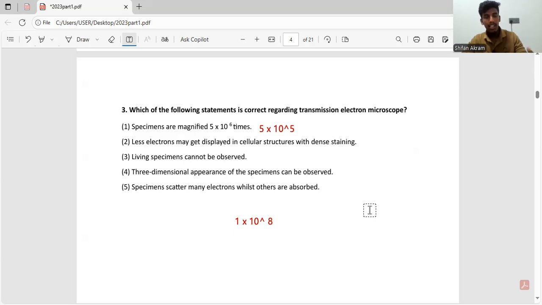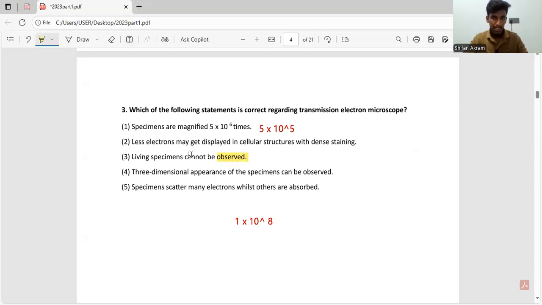And third statement: living specimens cannot be observed. Yes, this is correct because the living specimen should be killed to be viewed in a transmission electron microscope. Why? Because to see a cell in a transmission electron microscope, it has to be cut into very thin pieces. So in this process, the cell dies. And again, all the water is dehydrated from the cell to be viewed in the transmission electron microscope. So when the cell is dehydrated, again the cell dies. So this is the correct statement.